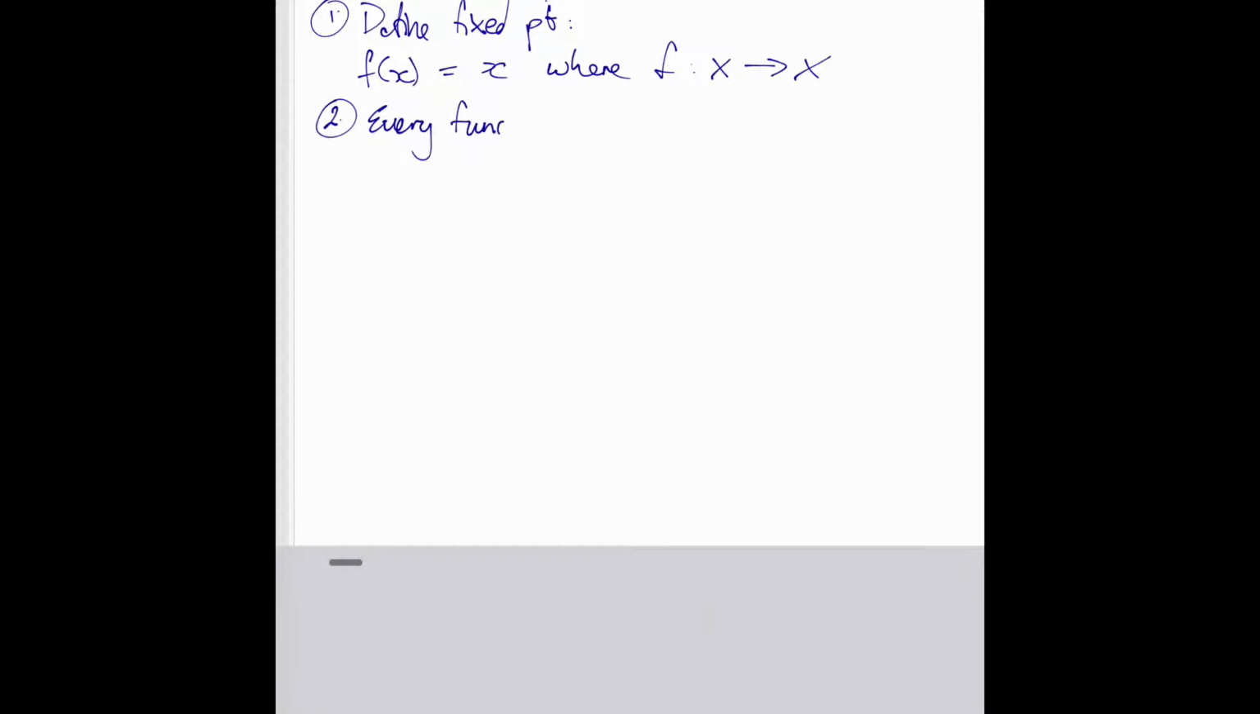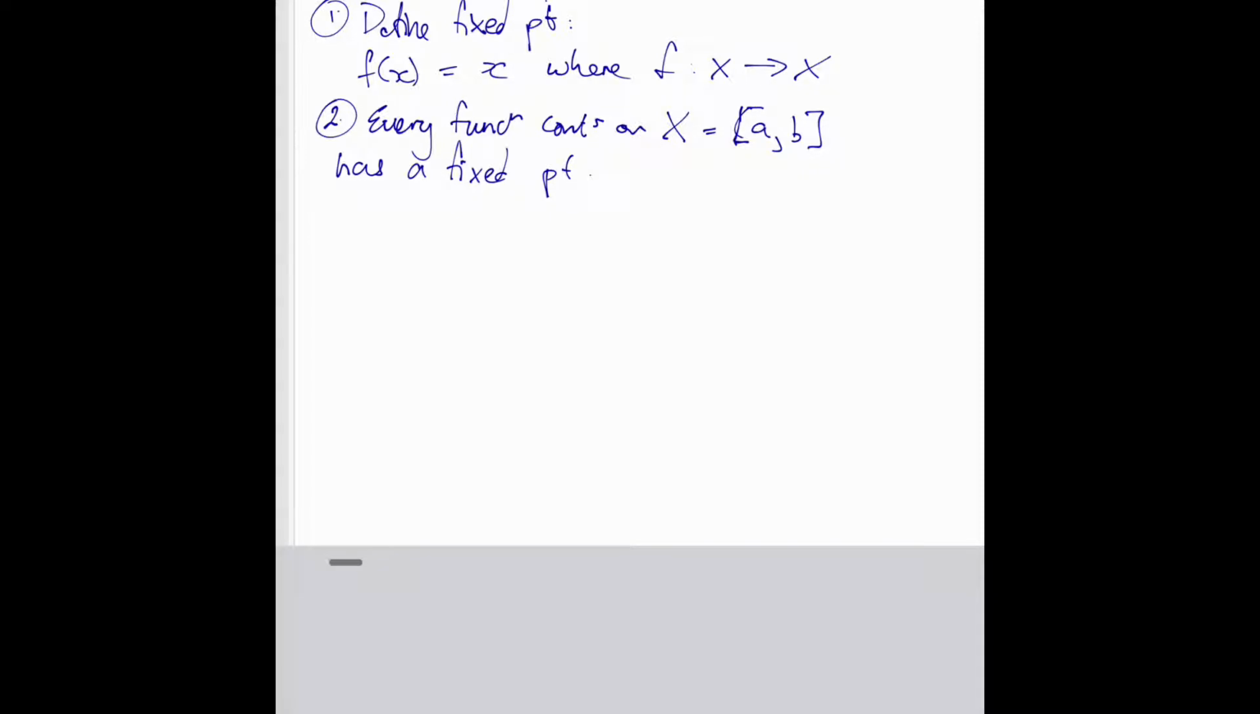Firstly, let's define what is meant by a fixed point. So this is where the output f of x is the same as the input x. Remember that the domain and range are the same. In other words, f is mapping x into x. Secondly, we will show that every function which is continuous on a closed interval AB has a fixed point in that interval AB.